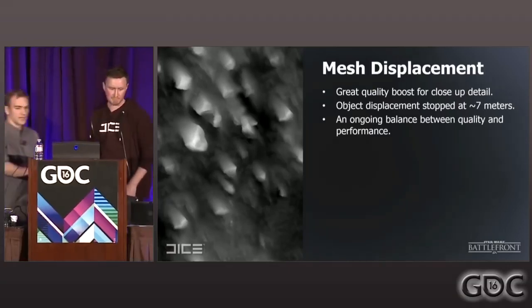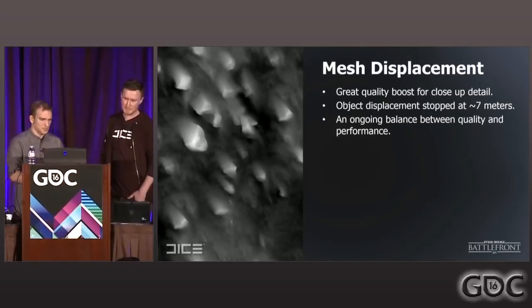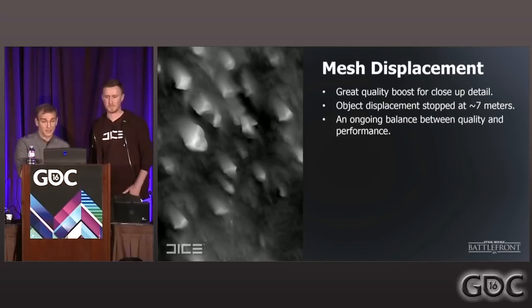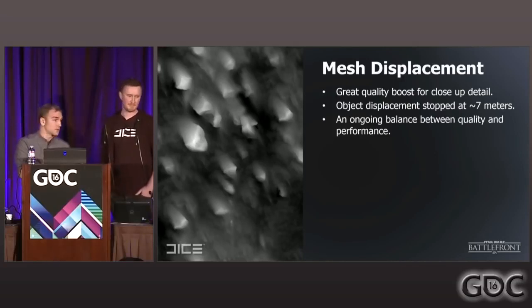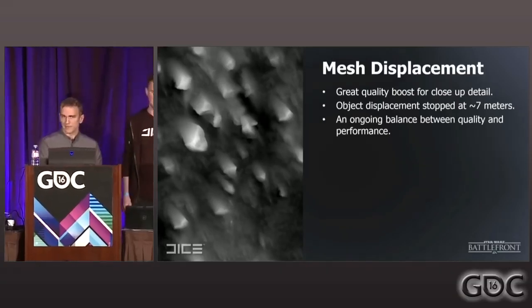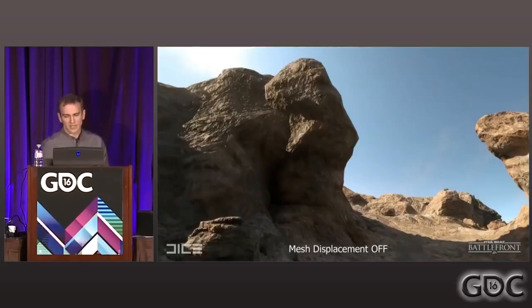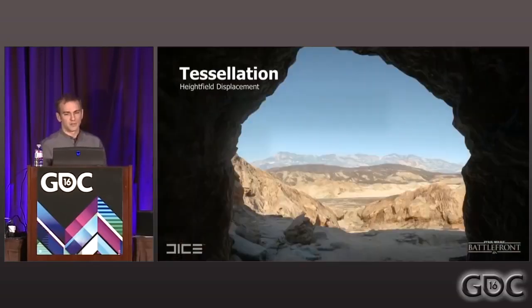Another one of the features we had implemented for us was mesh displacement. This actually came from, I believe, the Dragon Age team, and we took it from them and used it. This was a huge quality boost for us. For what it's worth, we found that a distance of about 7 meters was all that we really needed to have the mesh displacement active, because this was an ongoing balance between performance and quality. So here's an example of mesh displacement off and with our mesh displacement on.